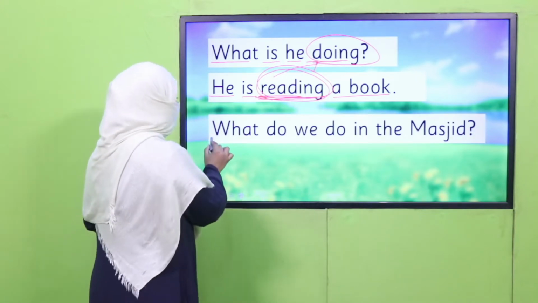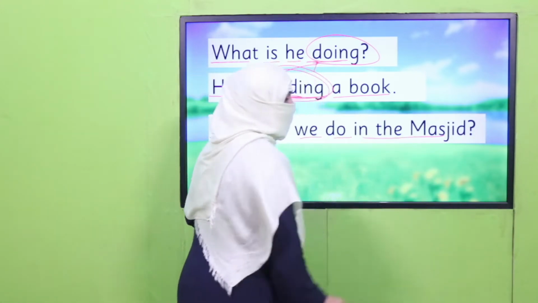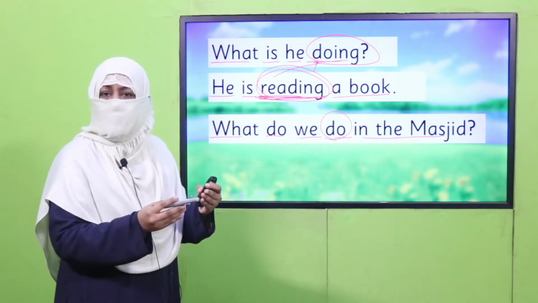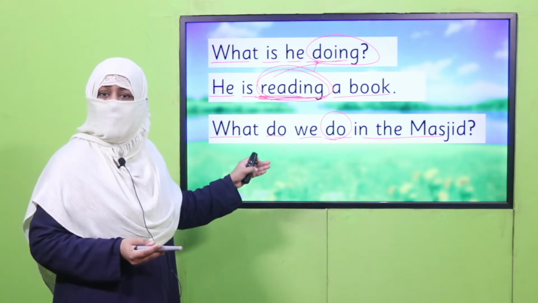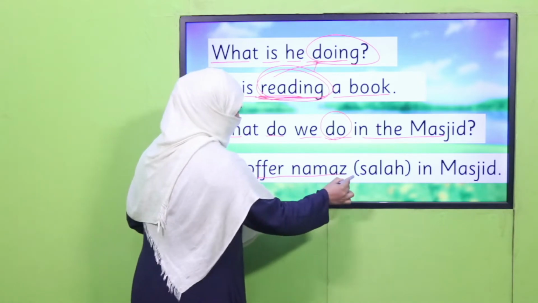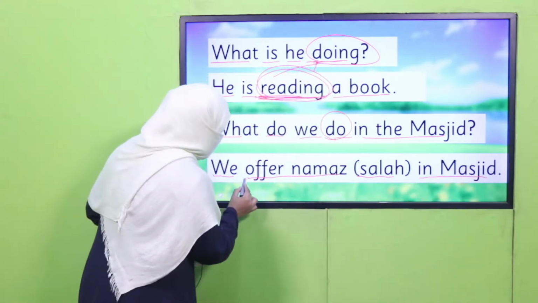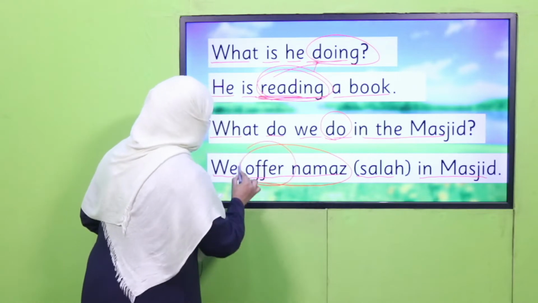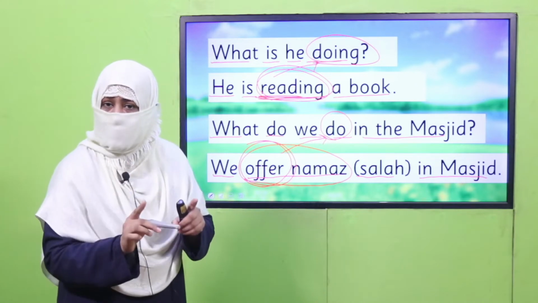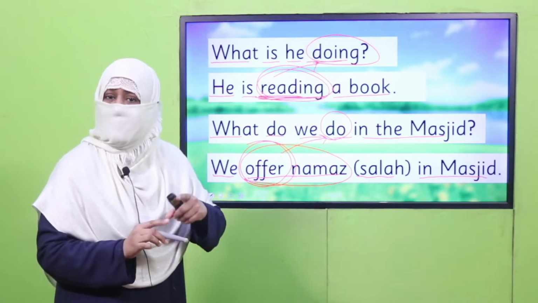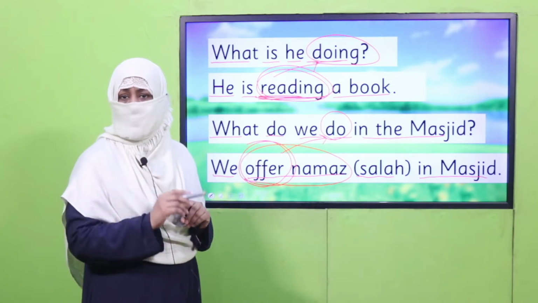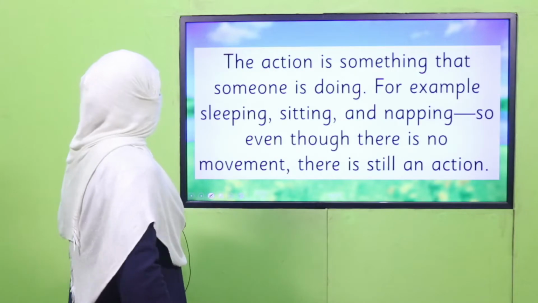Likewise, if I say, what do we do in the masjid? So the word which will tell us what we do in the masjid is the action word, which is verb. We offer namaz, salah, in masjid. So this word offer is telling us what we do in masjid. This is action word. Previously we know, and now let's move a step ahead and we should know it's verb. All right. So how can we define a verb?